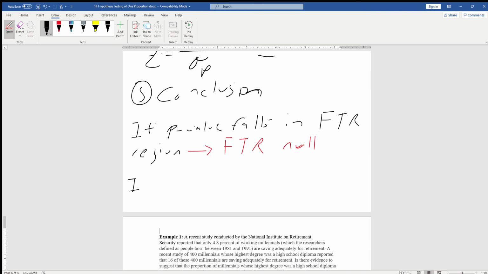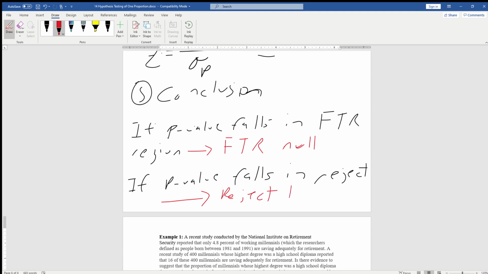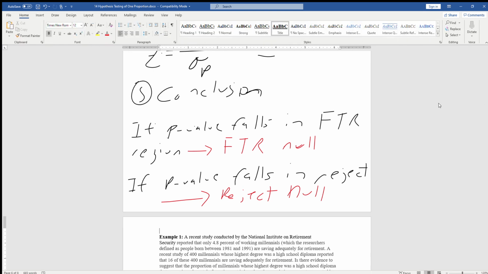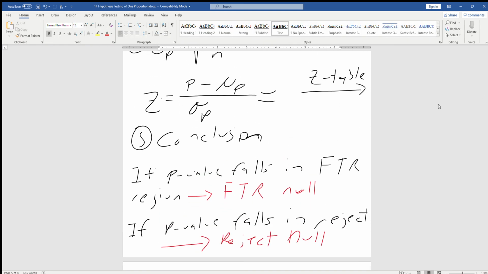Now, if for some reason the p-value falls in the reject region, then what that means is that you're going to have to reject the null hypothesis, meaning that there is enough evidence to suggest that the population value and the test value are going to be significantly different. There's enough evidence in the gap there.